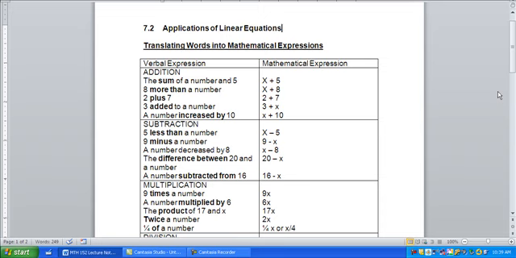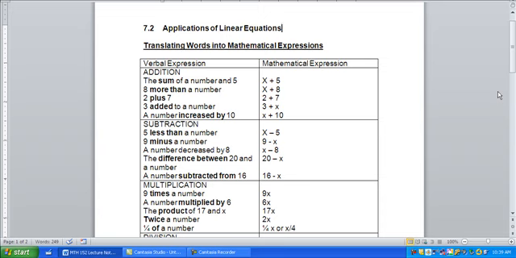Next we have subtraction. 5 less than a number would be x minus 5. Notice the minus 5 is coming second. 5 less than a number, so we're starting with the number and subtracting the 5. 9 minus a number, in that case the 9 comes first and then it's minus x.